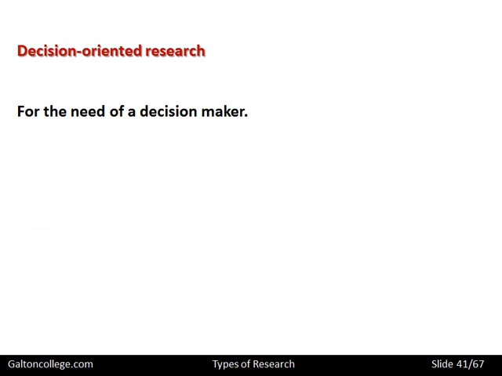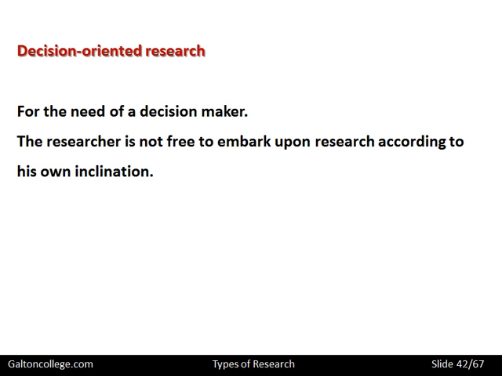Decision-orientated research, well, it's for the decision maker. It's aimed at the decision maker, and it's a very important function of research to help the decision maker be aware of all of the factors that should be taken into account when making decisions, and help the decision maker make effective decisions. The researcher is not free to embark upon research according to his own inclination or her own inclination. The researcher follows what is required by the decision maker.